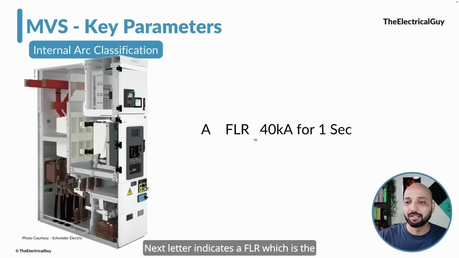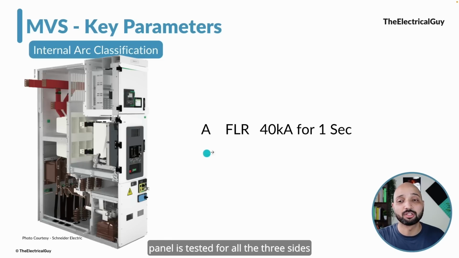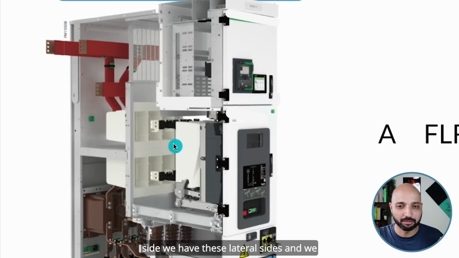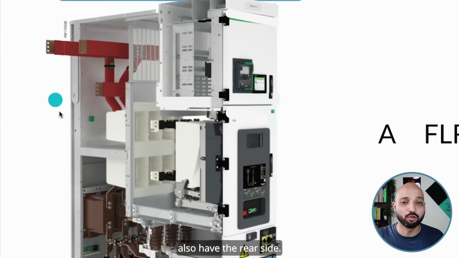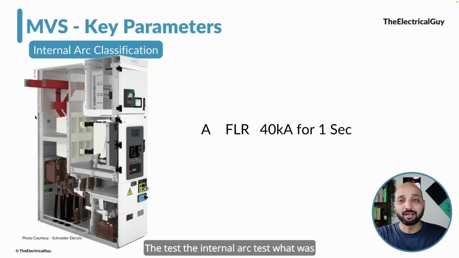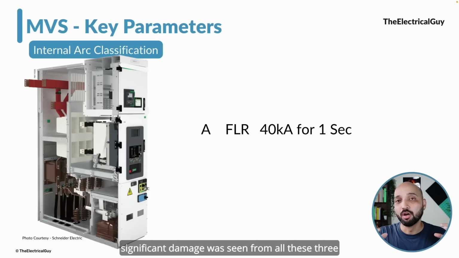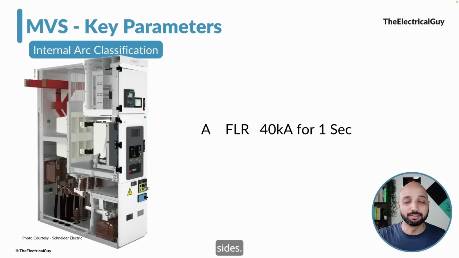And the next letters indicate FLR, which means the panel is tested for all three sides of it. So if you see, we have this front side, we have these lateral sides, and we also have the rear side. The internal arc test was conducted for all these three sides, and no significant damage was seen from all these three sides. So that's why the rating is given.